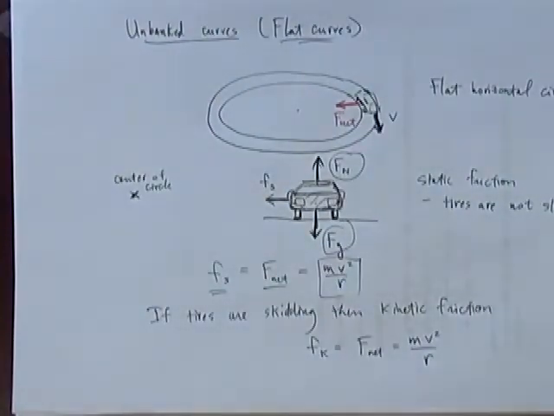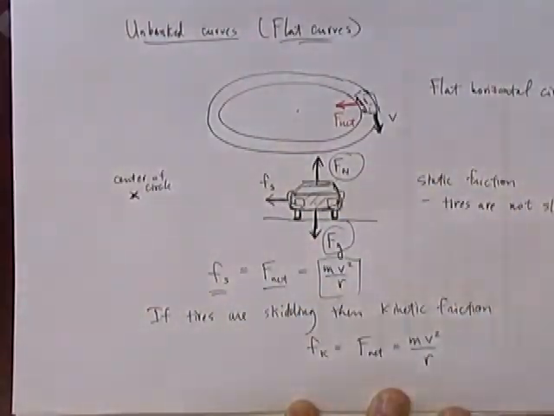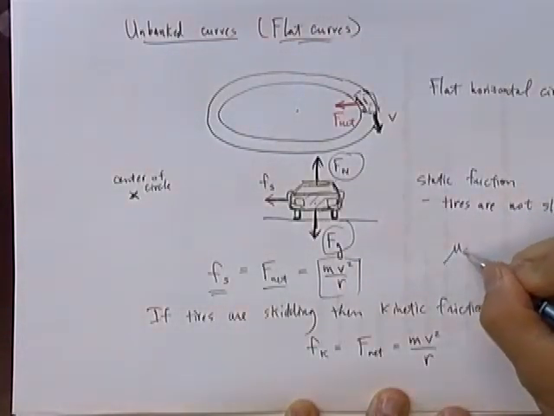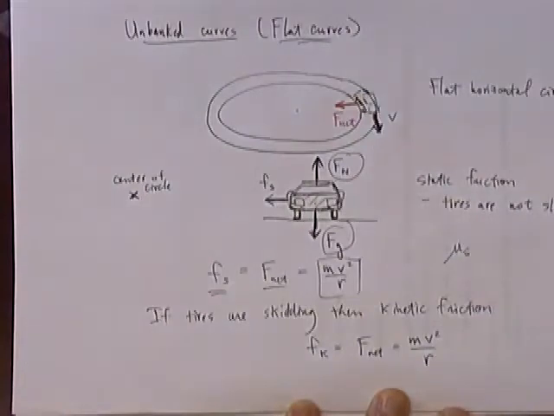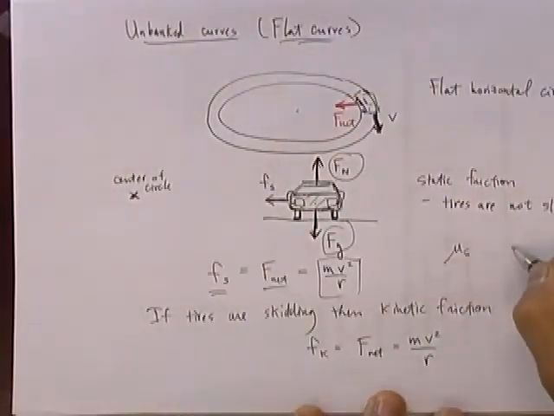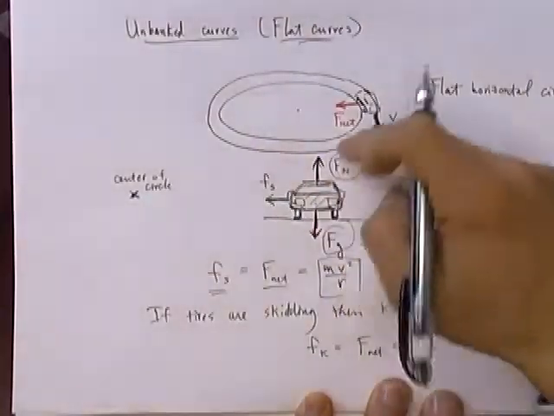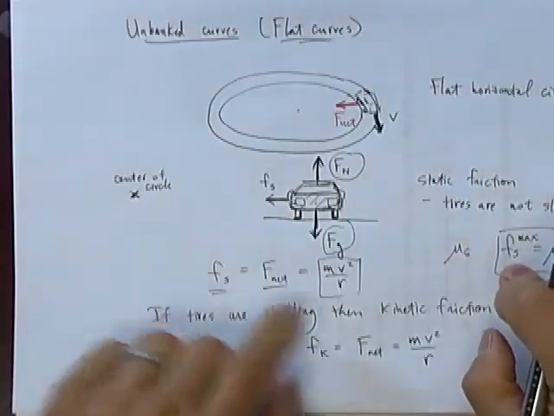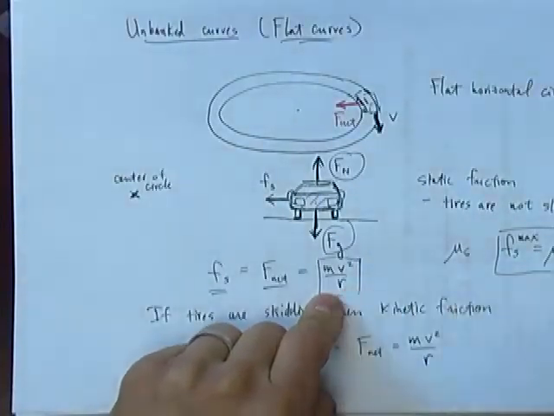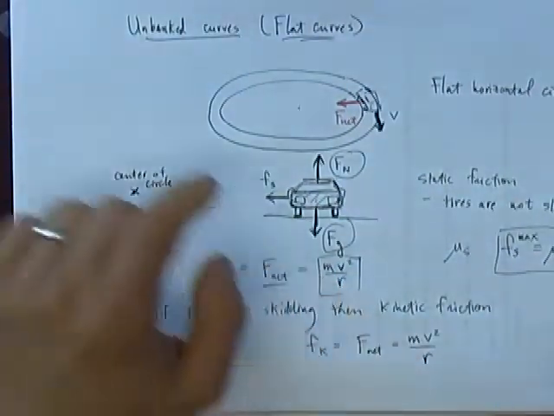Now, the typical problem you might get with these types of flat curves is they might ask, what is the required coefficient of static friction, mu sub s, to enable the car to go around a curve with a certain radius r at a given speed? You just use the fact that the maximum static friction force is equal to mu s times the normal force, which is just the force of gravity, because they're balanced out. This is the maximum centripetal force you can get. So you set these two equal to each other and solve for mu sub s, or for v if they ask for the speed, or for r, by putting these two together.